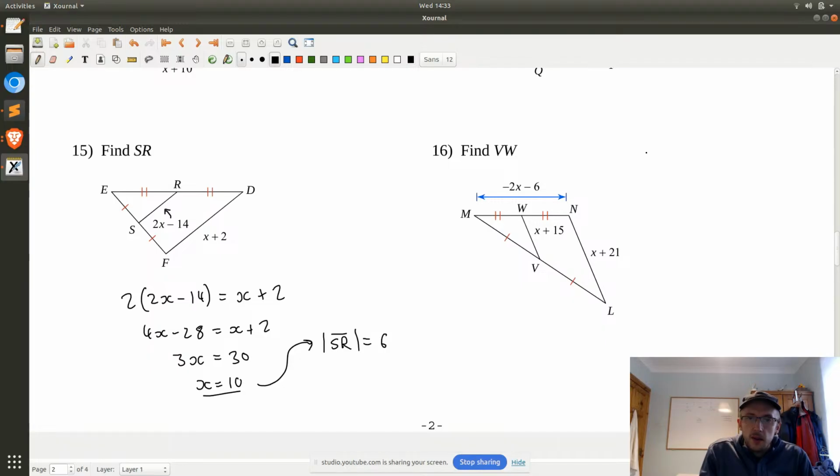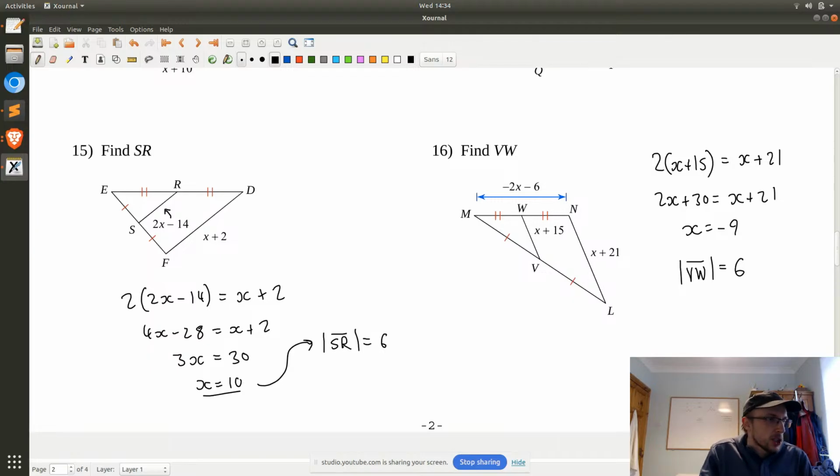Now we must find the length of segment VW. So we know that 2 times x plus 15 is equal to x plus 21 by the mid-segment theorem. So 2x plus 30 equals x plus 21. So x is equal to 9. No, incorrect. x is equal to negative 9. And so the length of segment VW must be negative 9 plus 15, which is 6. And we check, and that's all correct, and that's good.